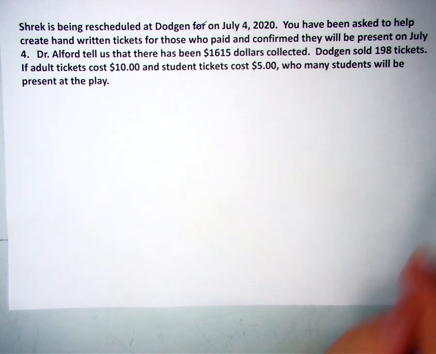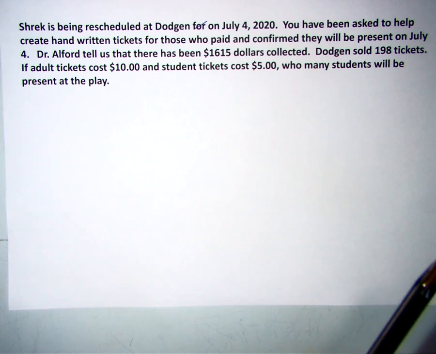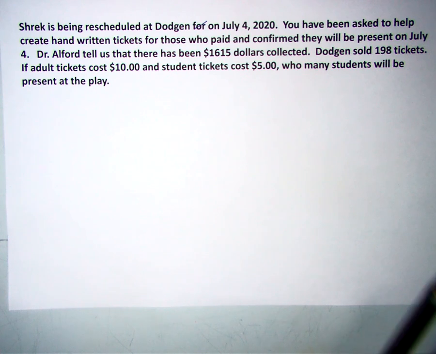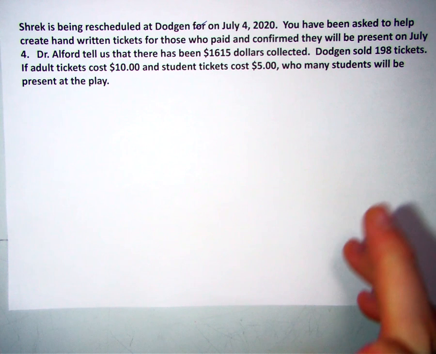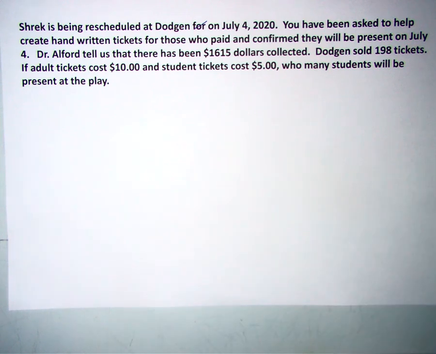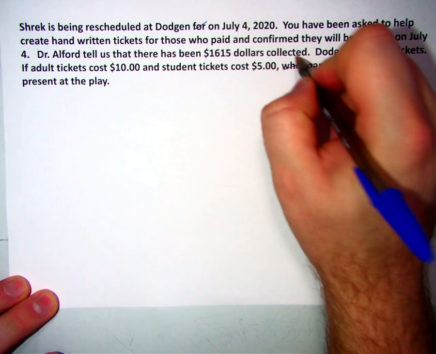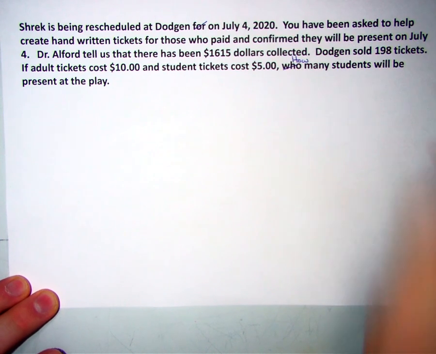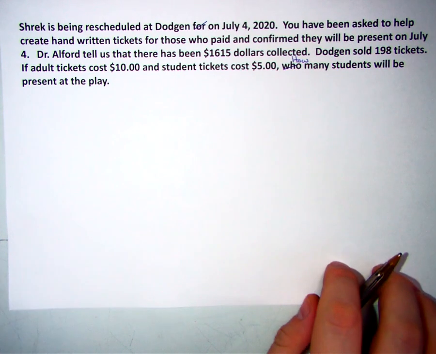You have been asked to help create handwritten tickets for those who paid and confirmed they will be present on July 4th. Dr. Alford tells us there has been $1,615 collected, and Dodgen sold 198 tickets. If adult tickets cost $10 and student tickets cost $5, how many students will be present at the play?